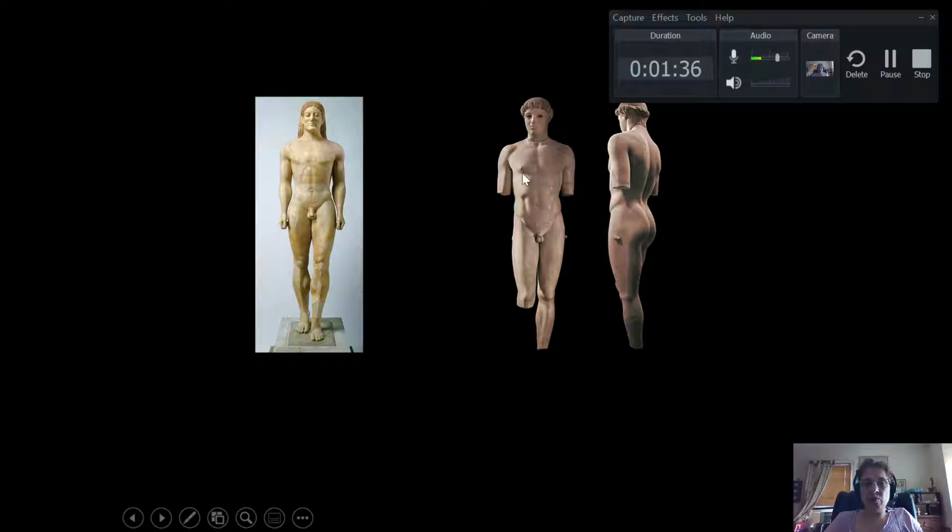But the way the body is done, the muscles are more realistic, and this figure has something called contrapposto, meaning that the hips are going one direction. When you stand, you don't normally stand like this with one foot forward. Instead, you have more of your weight on one leg, and what this does is shoot your hip out to the side. So this is a more realistic way that people stand.